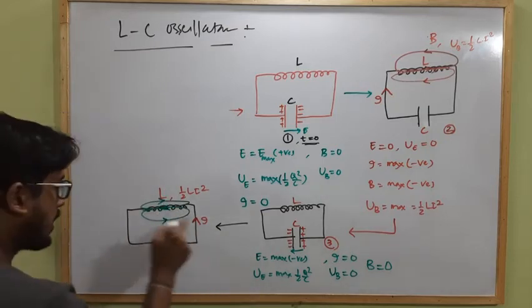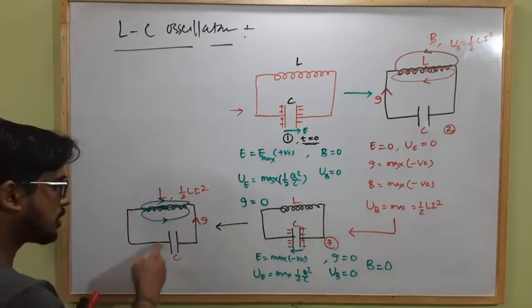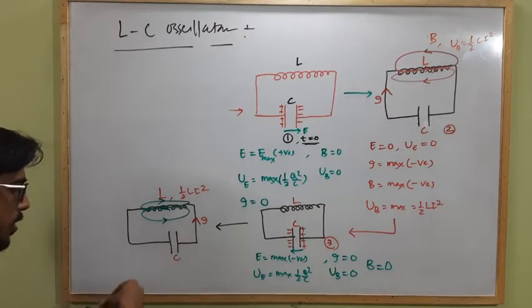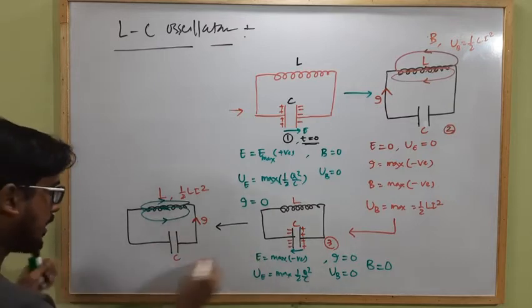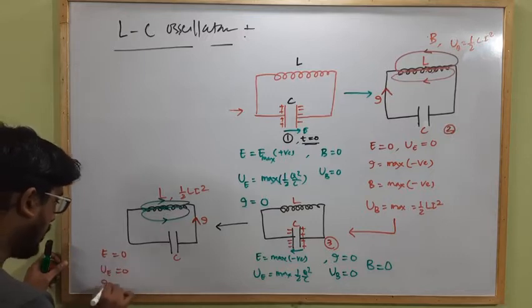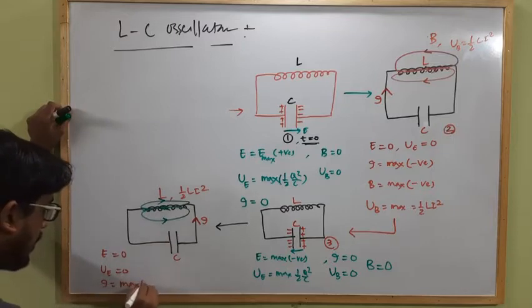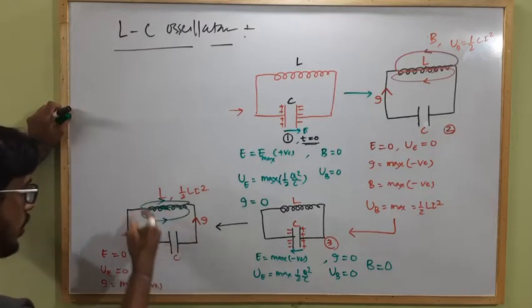Okay, so in this case the current is anti-clockwise. So here again the capacitor gets completely discharged. So now the electric field will become 0, for which the electrical energy is also 0, and current flow will be maximum in the positive direction, because it is in the anti-clockwise sense.